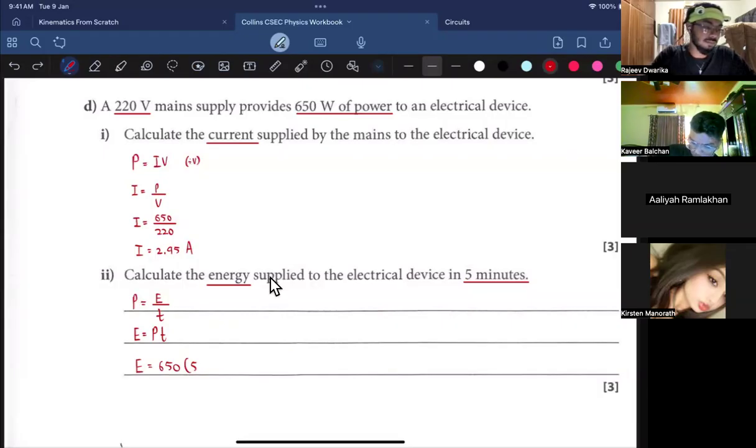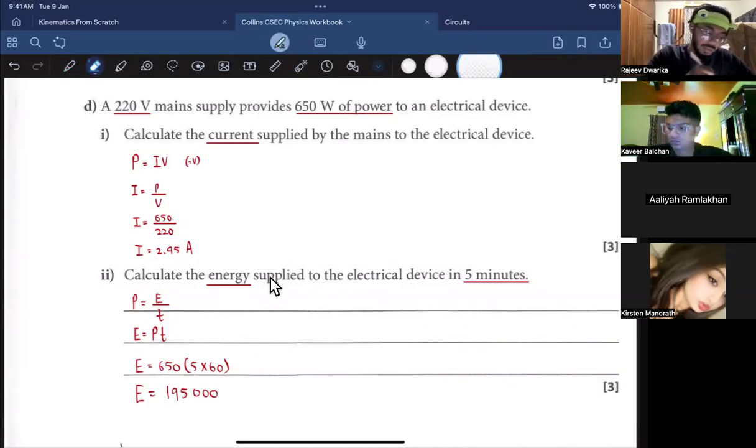That's 60 seconds in a minute. So 5 by 60, right? So that's what you're going to put into the calculator. So 650 by 300. 195,000. Right, so your answer is 195,000 what? No. What's the unit for energy?